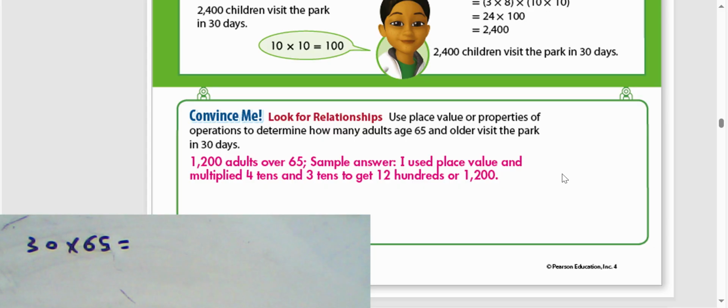Use place value properties and operations to determine how many adults age 65 and over visit the park in 30 days. The result will be 1200 adults over 65. You can use this value and multiply 4 tens and 3 tens to get 12. Then the result will be 1200. We know 30 days is about 1 month. How many adults 65 and over visit the park in 30 days?